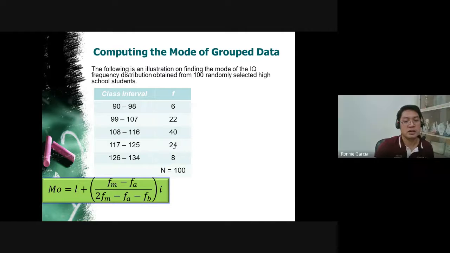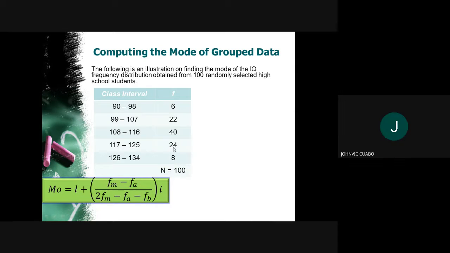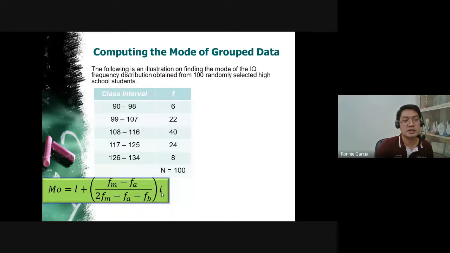24, sir. Above and below lang man. Itong pinakalayo. Directly next to the frequency of the mode class. Okay, sir. 24. And again, our I is?